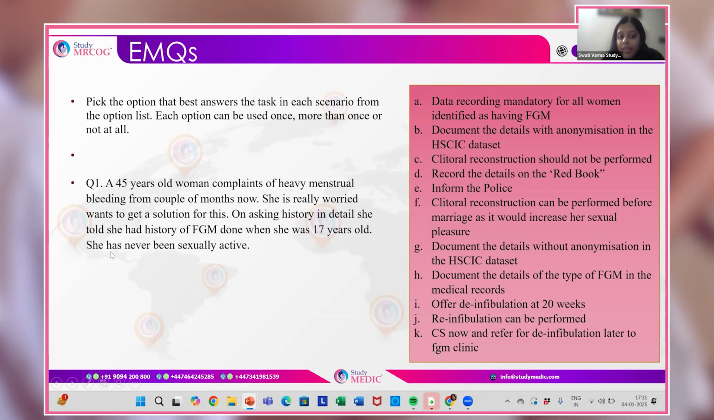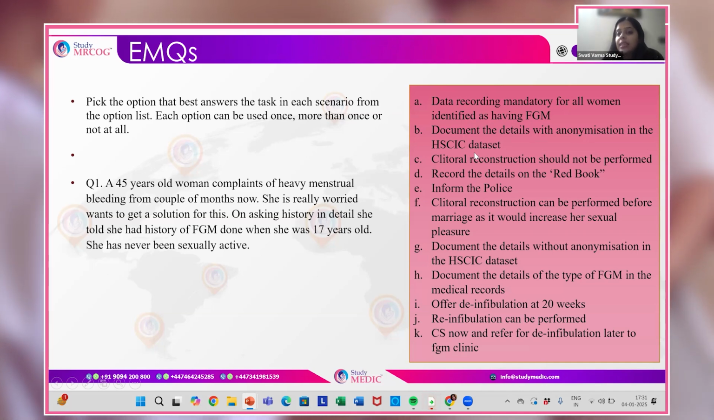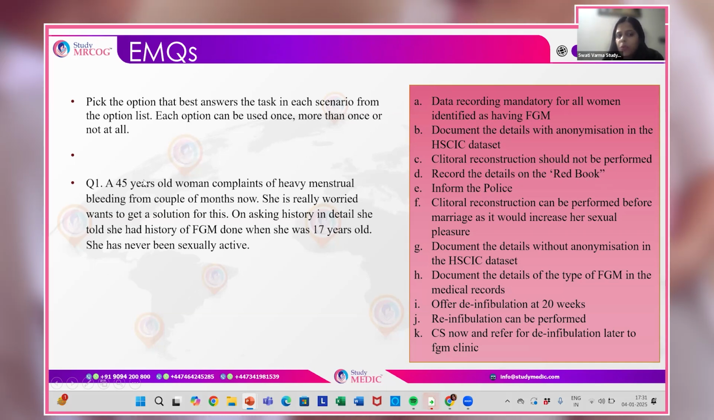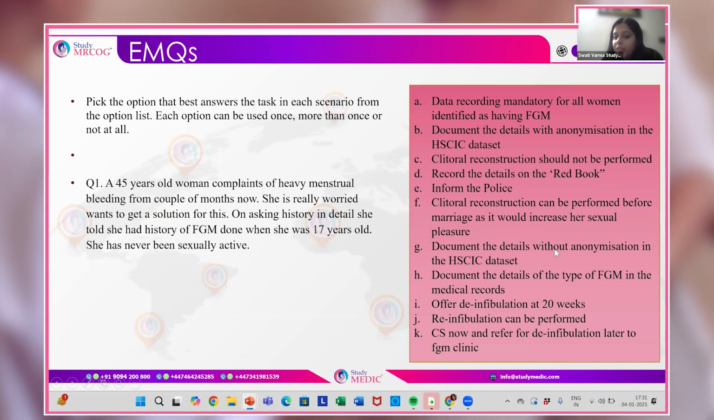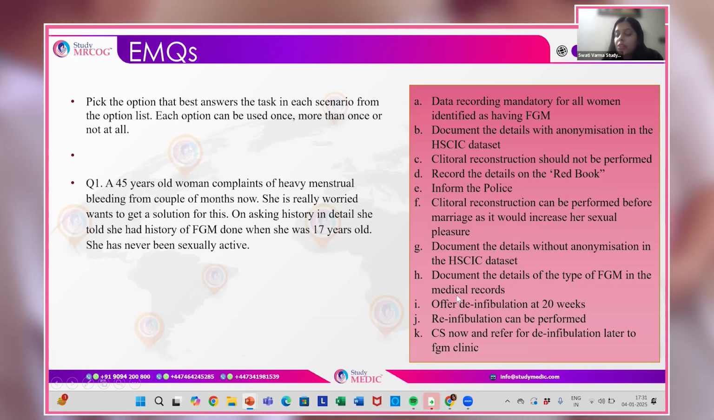Data recording mandatory for all women? Yes. Document the details with anonymization in the HSCIC dataset? No. Clitoral reconstruction here, no point. Here, no point of red book. Police won't be informed because she is 45. Again, clitoral reconstruction, no point of performing. Document the details without anonymization in the HSCIC dataset. Document the details of the type of FGM in medical records.